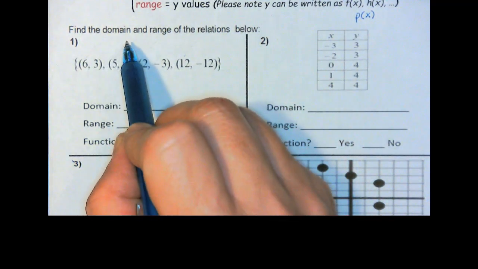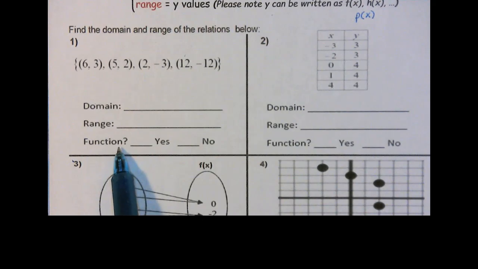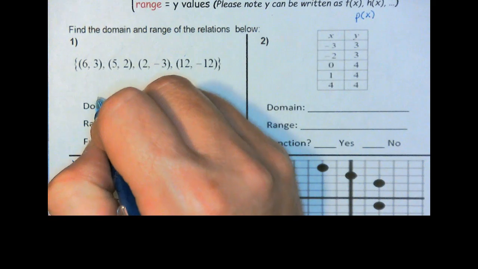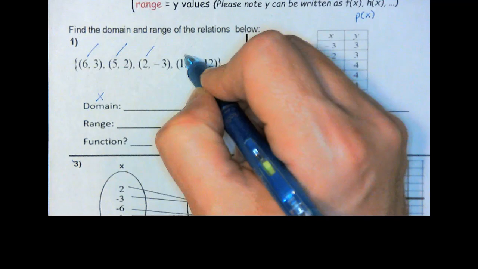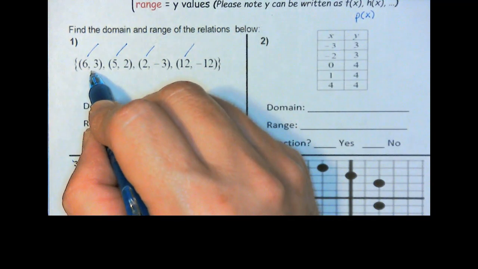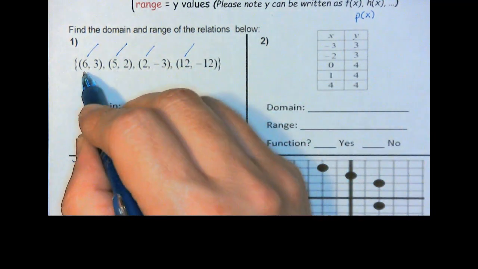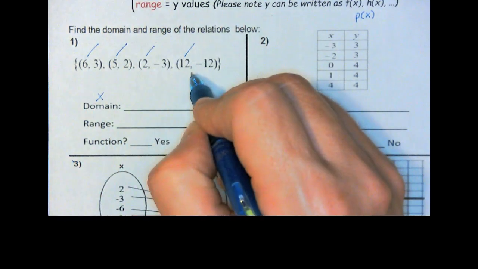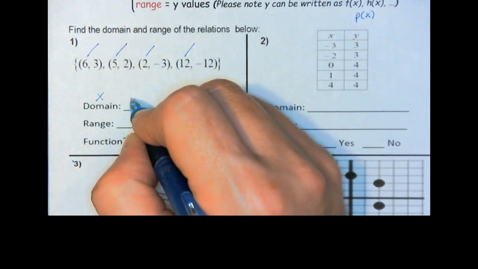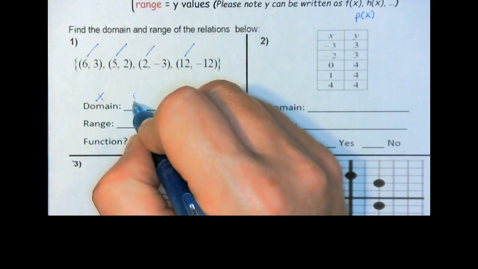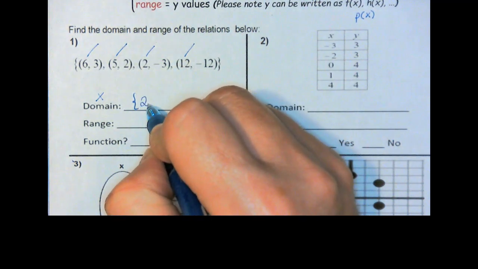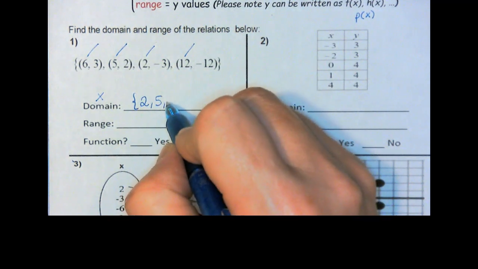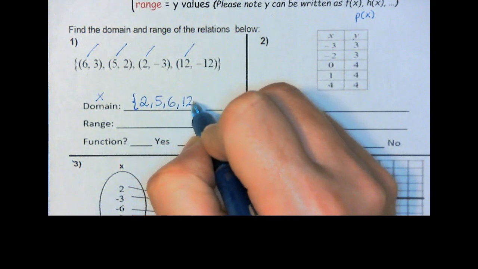In these problems, we're going to find the domain and range of each relation. And we're also going to revisit, is it a function, yes or no? So let's start with the domain. Domain is the x values. So you look at the first number in each parenthesis, and that's your x coordinates, your x values. And usually when I write the domain, I write it in numerical order, starting with the smallest. So from these values that I have here, I start with 2, 5, 6, and 12.